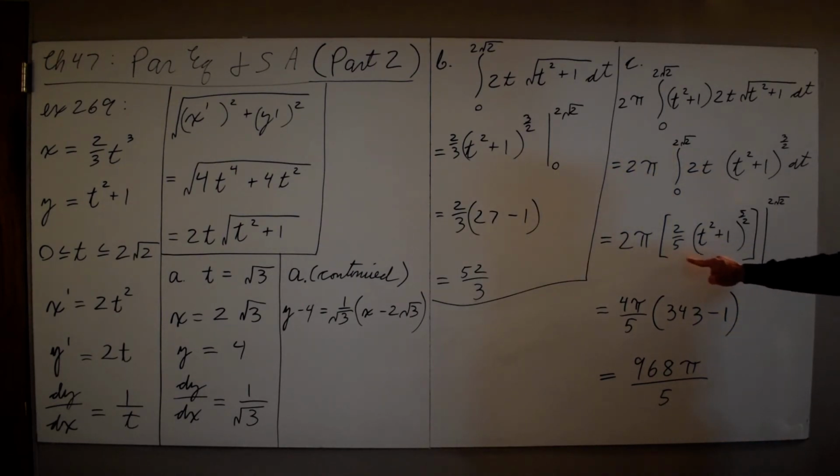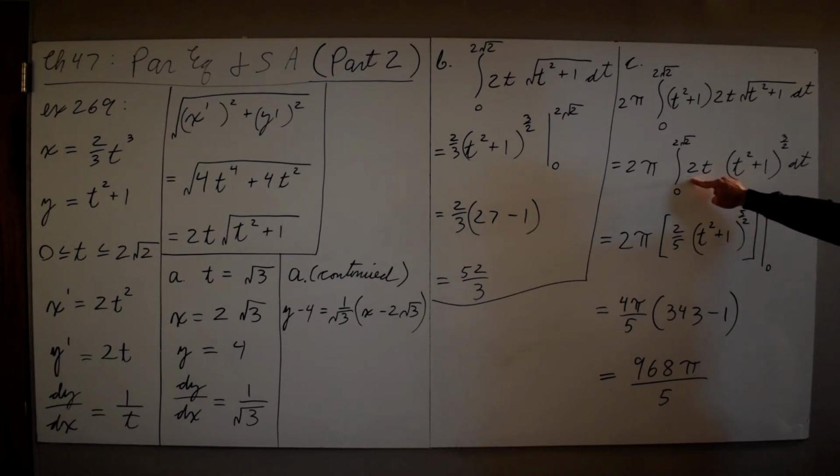So it's just a matter of finding an antiderivative. We have increased the exponent by 1 to get 5/2. We multiply by our 2/5. Calculate the derivative of this expression to make sure we get this. So we have 5/2 times 2/5 is 1. Then we have t squared plus 1, decrease the exponent by 1, multiply by the derivative of t squared plus 1, which is 2t. So this is in fact an antiderivative.